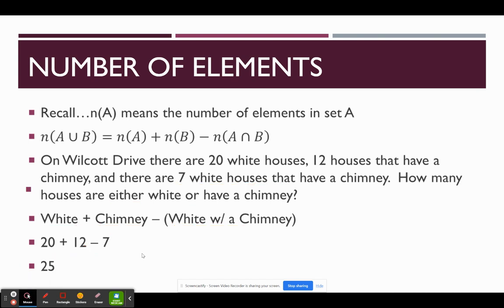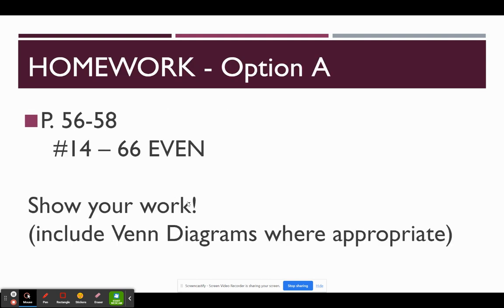Okay. So there are some good examples in there and some ways that you can kind of look at this as you work through it. But here is the homework. And here's the cool thing. I'm giving you 2 options. So you can pick which option you want. Option A, I'm going to post this on Classroom. So option A is the normal homework. So pages 56 to 58, problems 14 through 66 even. Make sure you show your work. That might include, or probably will include, showing Venn diagrams.